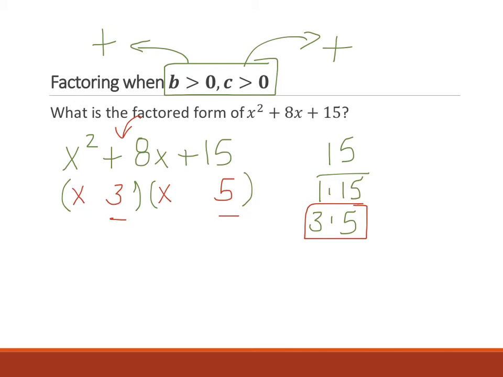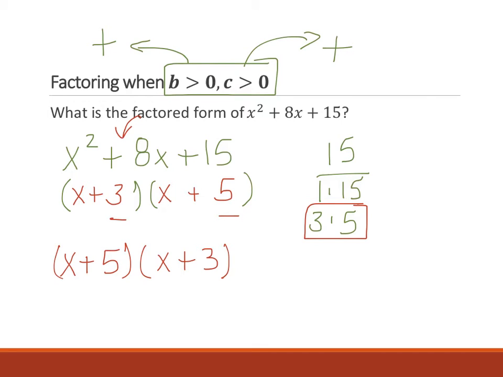And it doesn't matter whether I put the 3 or the 5 first or second. They can go in either place. So I also could have written this as x plus 5 times x plus 3. Either one of these would work. Because remember, with multiplication, the commutative property of multiplication says that it doesn't matter which order that we multiply in.